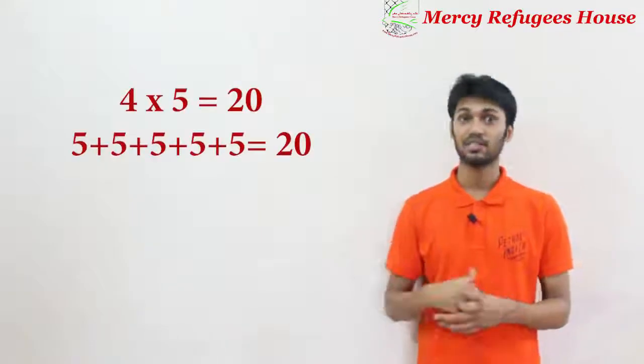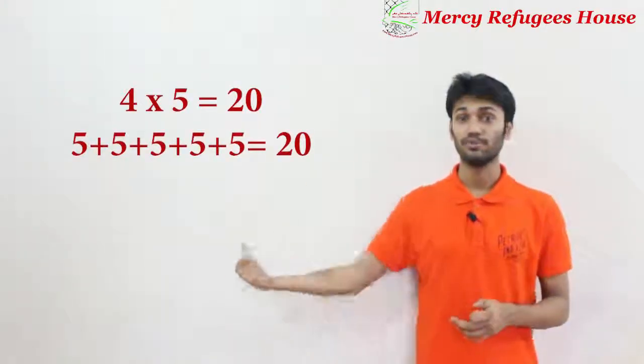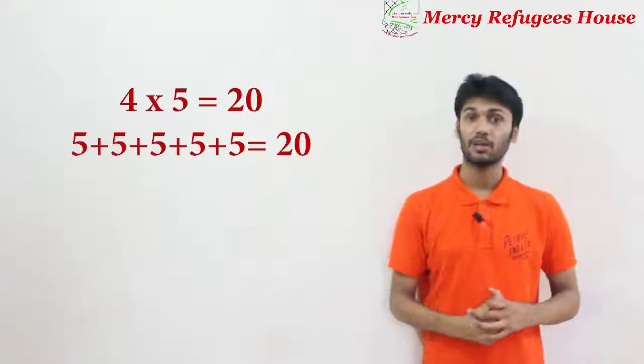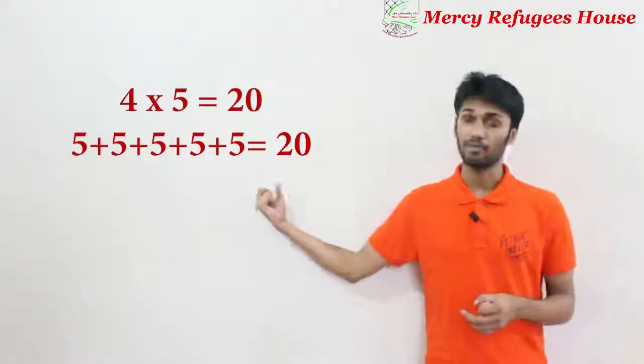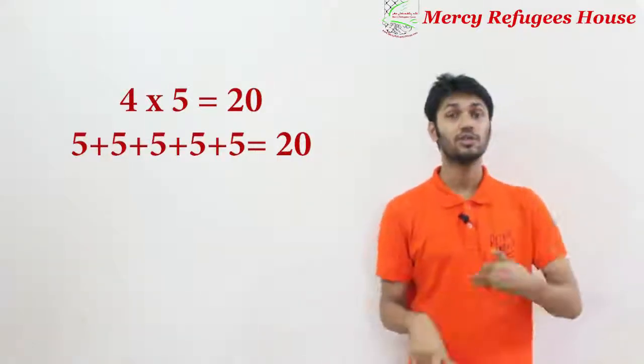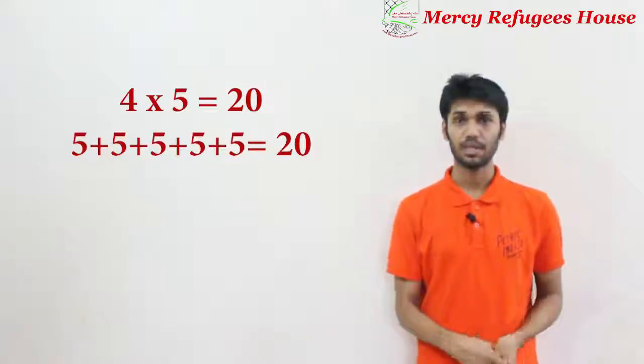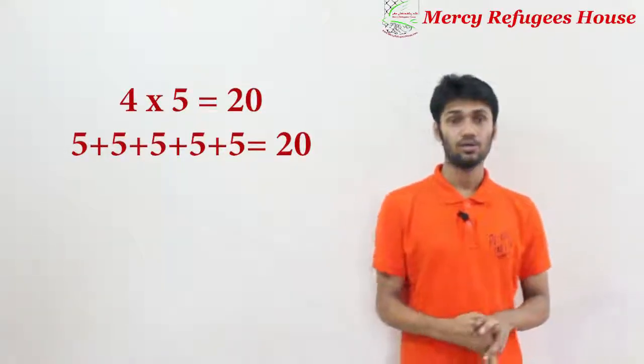If you have 5 as the multiplier and your base number is 4, that means 4 times 5. How are you going to do it? 5 plus 5 plus 5 plus 5 equals 20. Now this is how you could do it. I hope you are pretty much clear about this adding method. If you are still not clear, you could raise some questions.